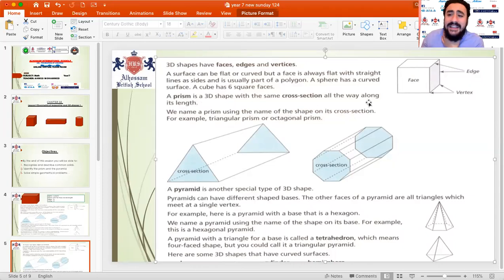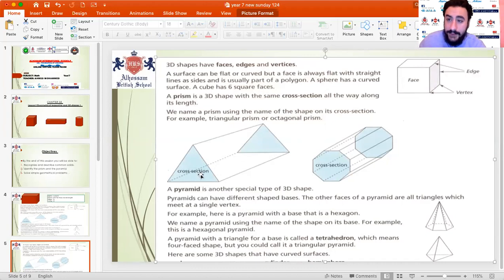So I can say that a cube is a prism. I can say that a cuboid is a prism, because the upper face and the bottom face are the same. So we call it a prism. And we name a prism using the name of the shape of its cross section. So for example, triangular prism or octagonal prism.